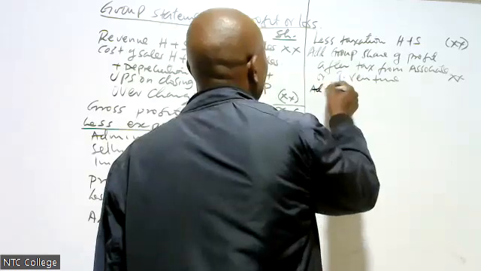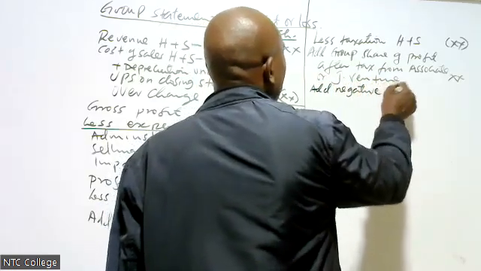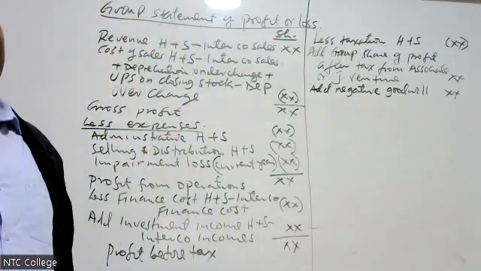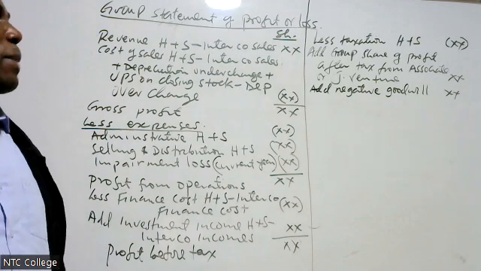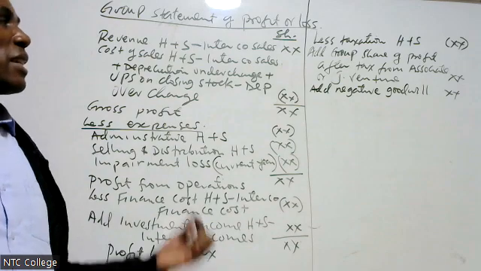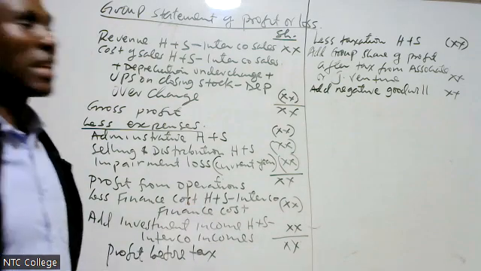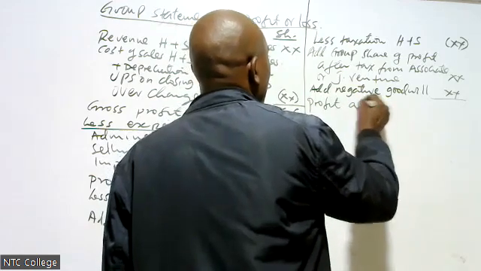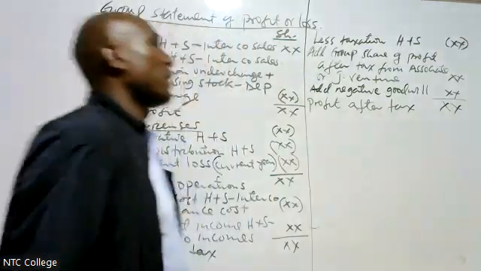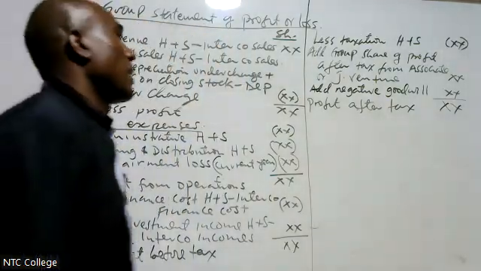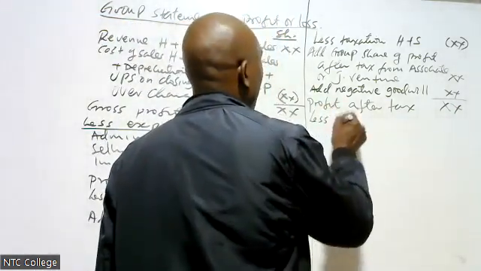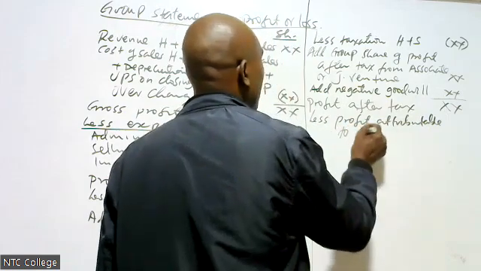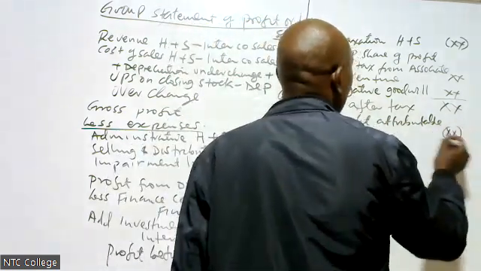Then I come to add negative goodwill. Remember we said that negative goodwill is an income. Therefore, the parent will report it as income. That is why in the income statement, we include negative goodwill. Then I get profit after tax. After profit after tax, I come to less profit attributable to NCI.